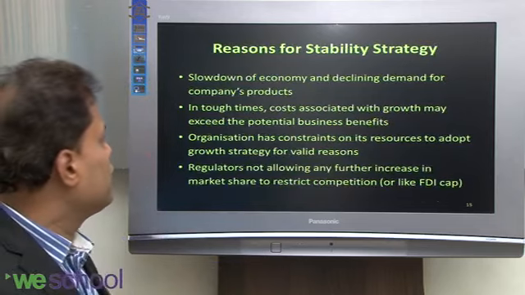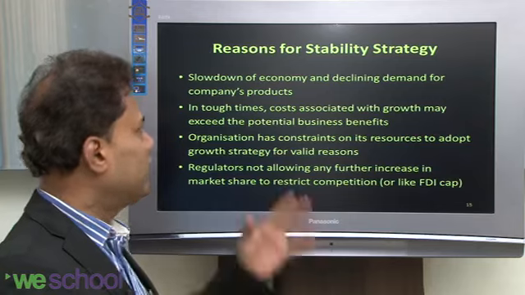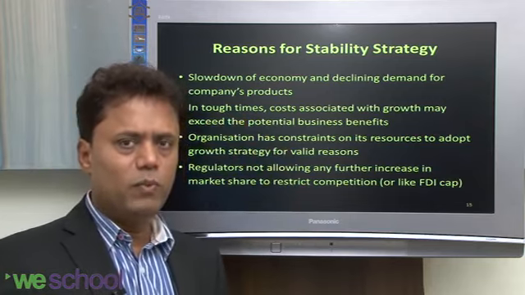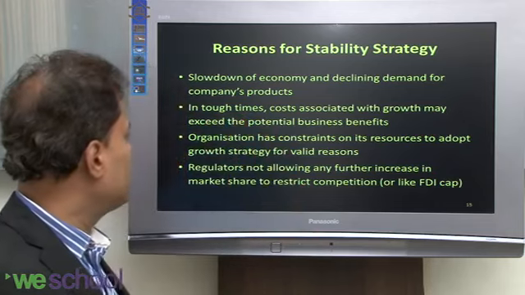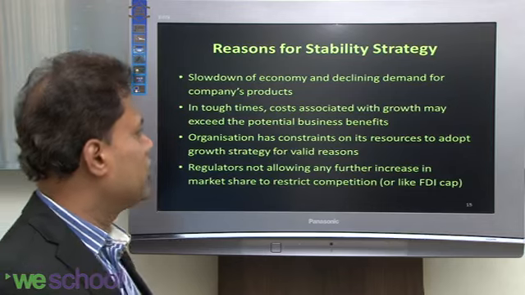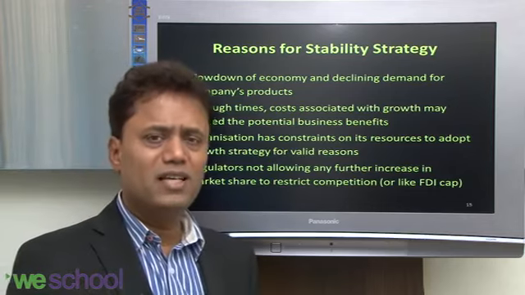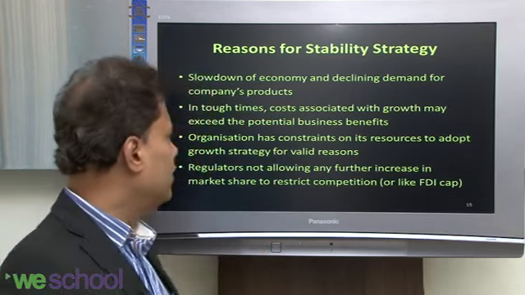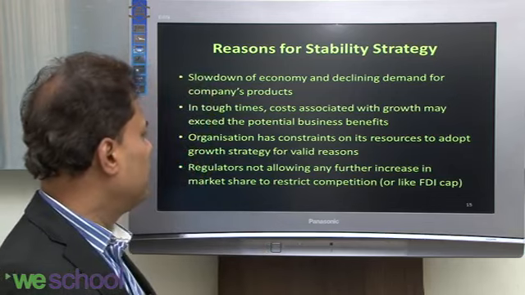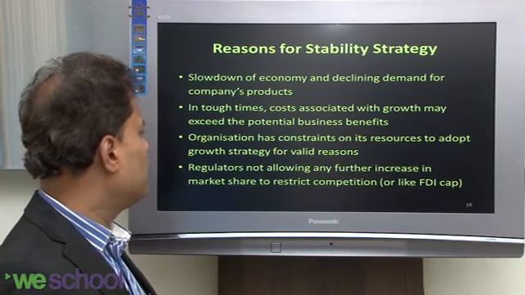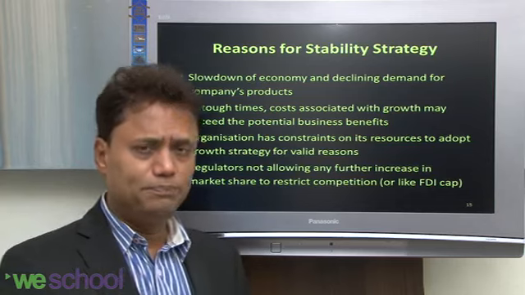Reasons for a stability strategy. Slowdown of the economy, declining demand, as we said. The recession is starting, so let's wait and watch and maintain the strategy. In tough times, the costs associated with growth may exceed the potential benefit. The new business that you want to create, the cost associated with it may exceed the business benefit.